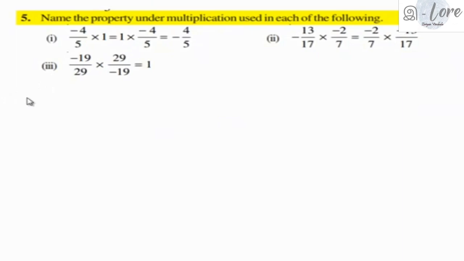Let us move to the fifth question. Name the property under multiplication used in each of the following. Let us come to the first one: minus 4 by 5 into 1, which is equal to 1 into minus 4 by 5, is equal to minus 4 by 5.